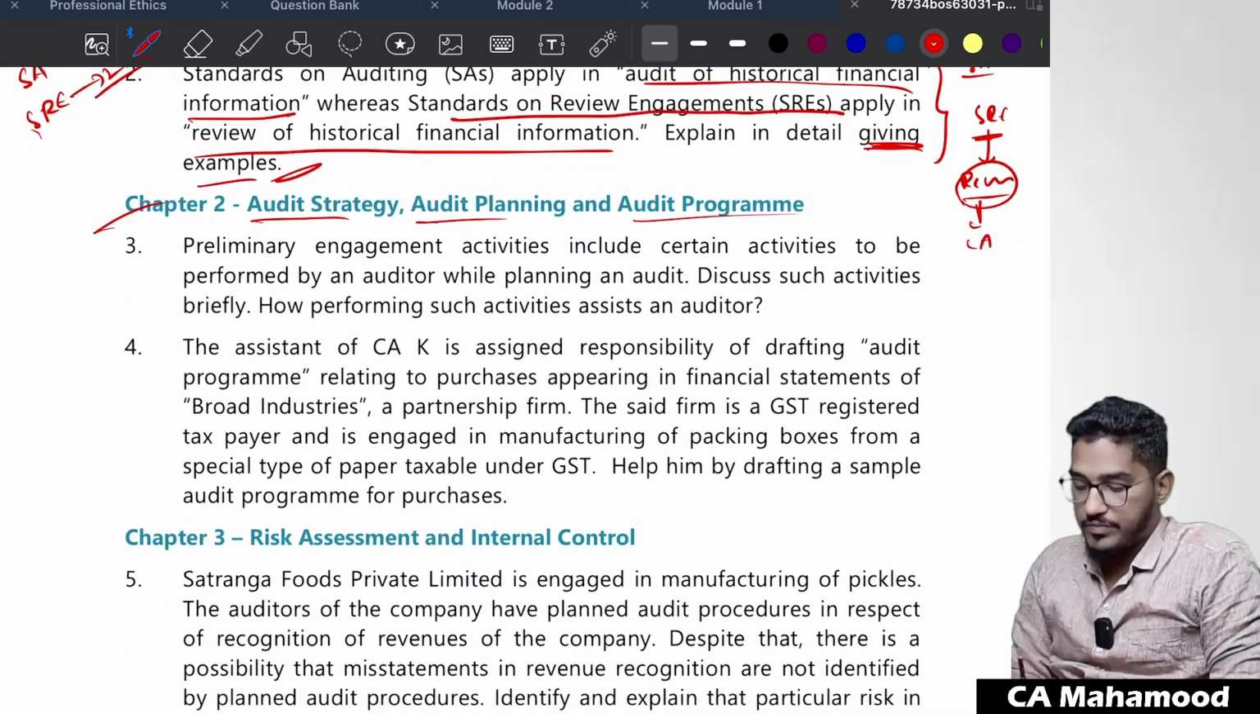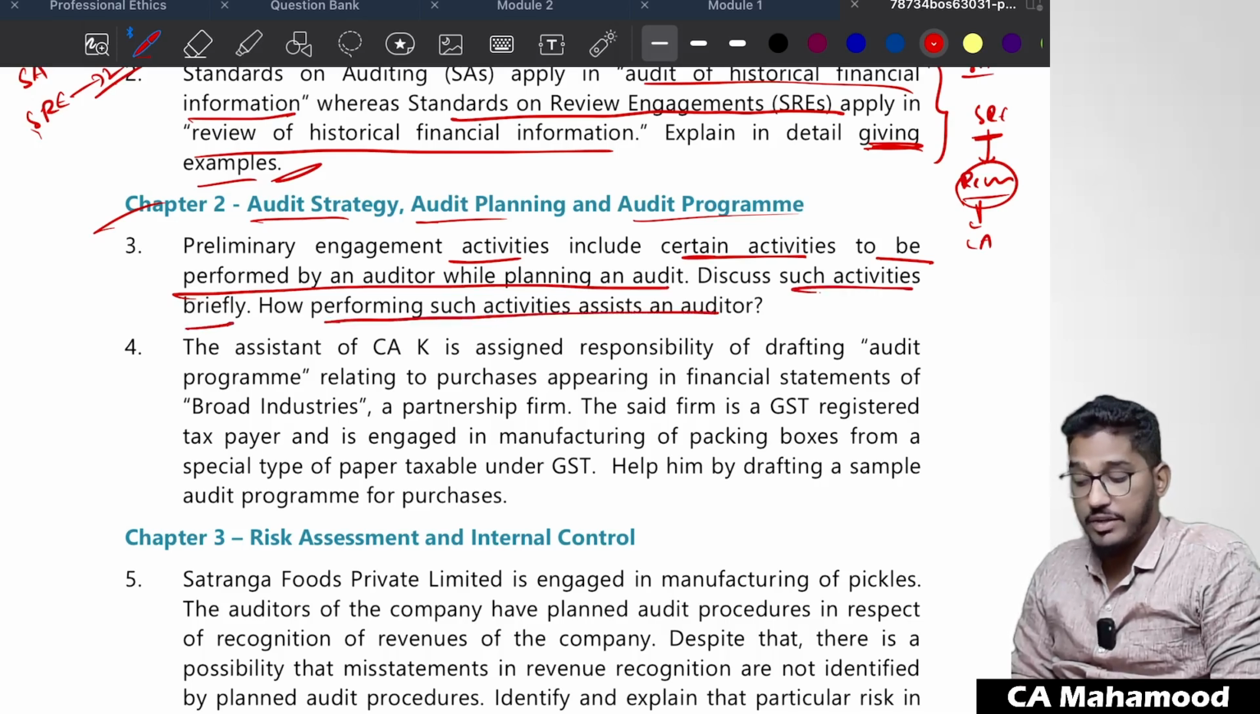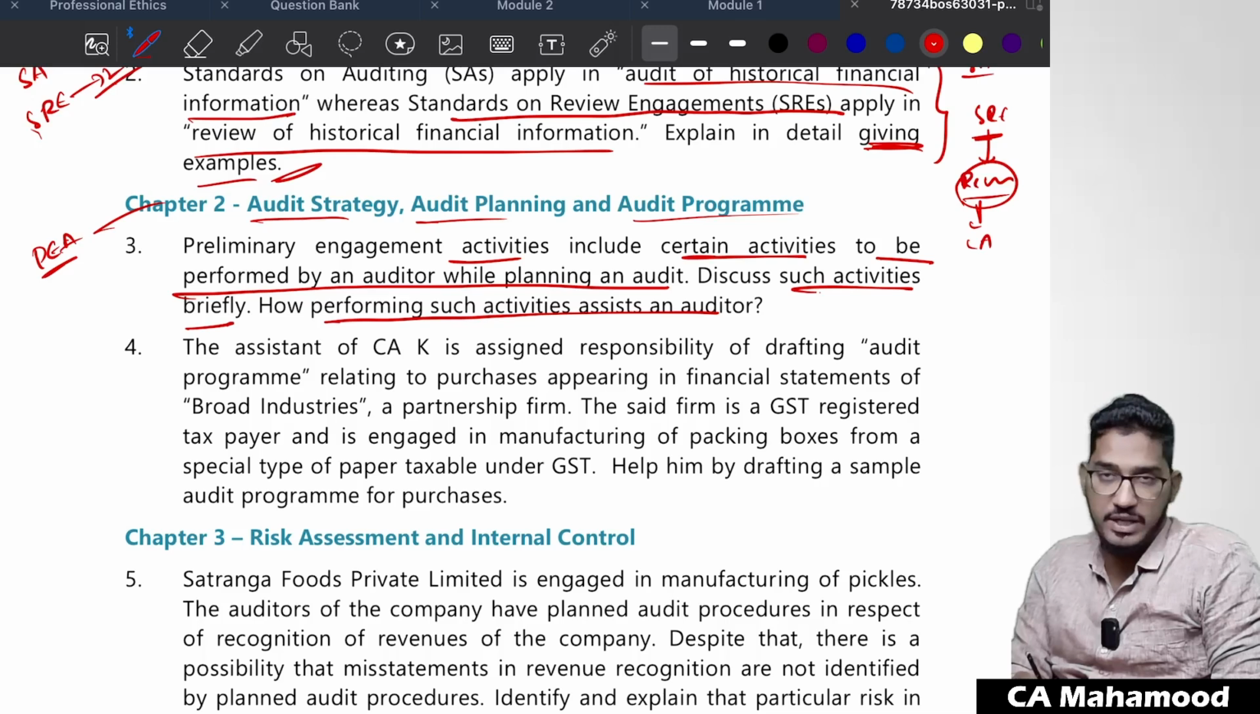Let us see what they're asking. Preliminary engagement activities include certain activities to be performed by the auditor while planning an audit. Discuss such activities briefly. How performing such activities will assist the auditor. So they are asking you to write what will be included in the preliminary engagement activities.